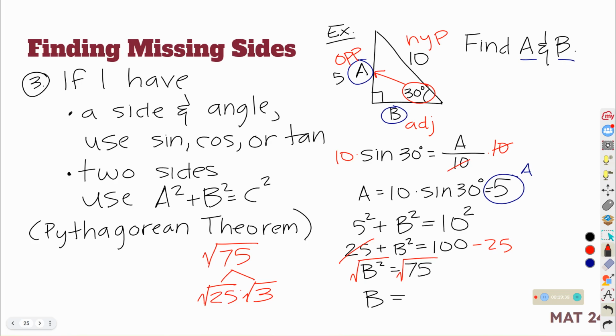What is the square root of 25? 5. Yeah, this guy's just going to become 5. So my answer in reduced radical form is 5 root 3.